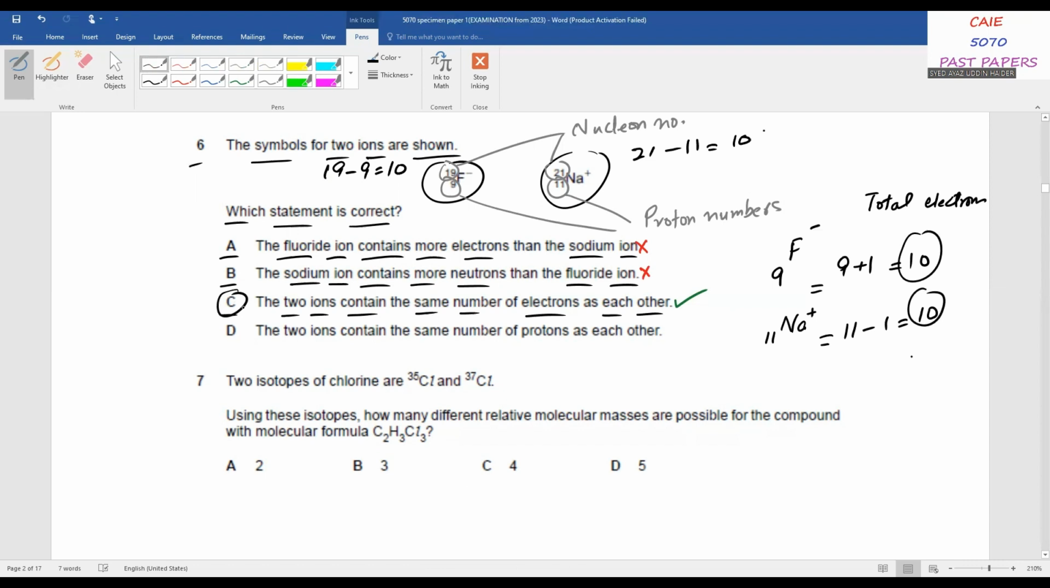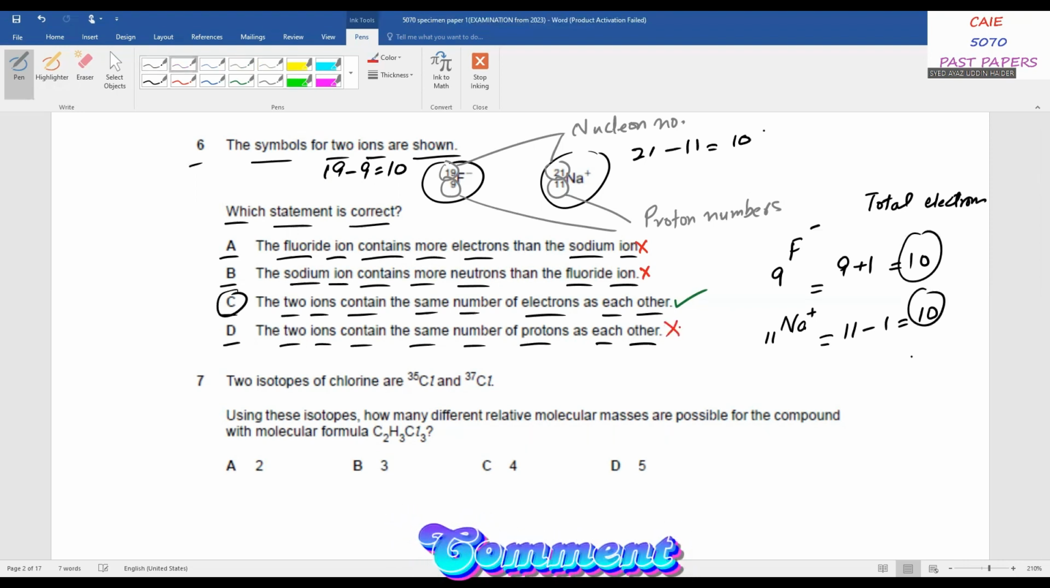I'm reading the last statement for you. D. The two ions contain the same number of protons as each other. This is also incorrect. The reason is that proton numbers are given. For fluoride ion, it's 9. For Na plus ion, it's 11. So this is wrong.